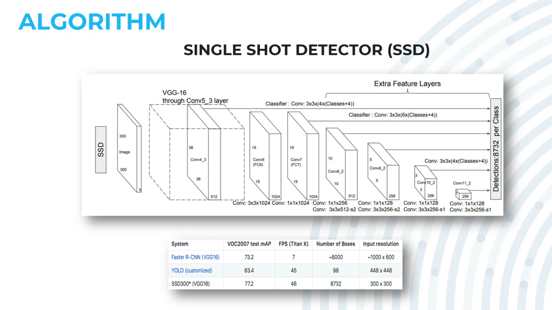Then comes the FPS, that is frames per second. SSD can detect objects at 46 frames per second. While training on a single object, SSD makes use of 8,732 bounding boxes, which provides more accurate results. And SSD can detect objects in low resolution frames compared to other algorithms.